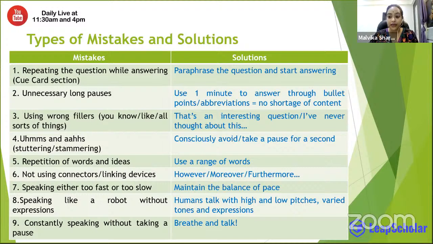So guys, you are given 1 minute to prepare. Please utilize this 1 minute. Prepare your answers. And in 1 minute, no human can prepare the answers if you write full sentences. You don't have to answer in full sentences. You actually have to answer through bullet points, through abbreviations, in as short as possible.